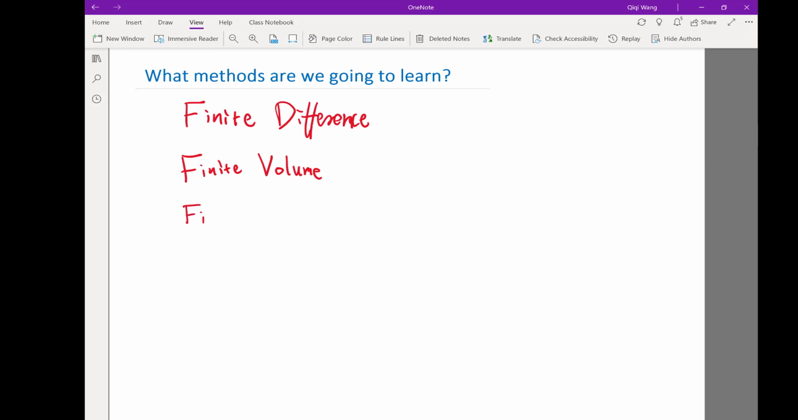And then there is finite element. Finite elements is the most complex method to use. It's also one of the most flexible methods to use. And finite element can also handle very complex domains, and it is right now the most popular method in structural mechanics. Okay, so we're going to be learning all of these 3 starting from finite difference.